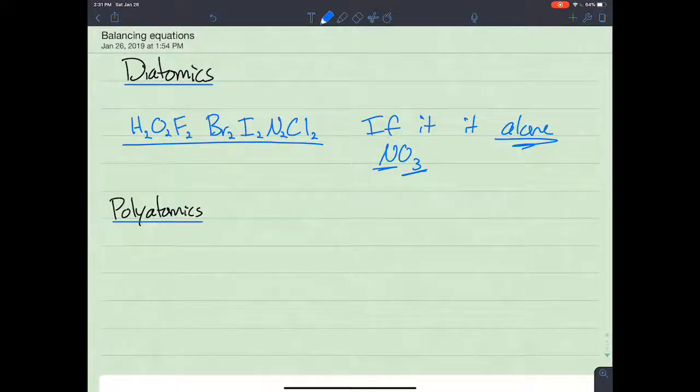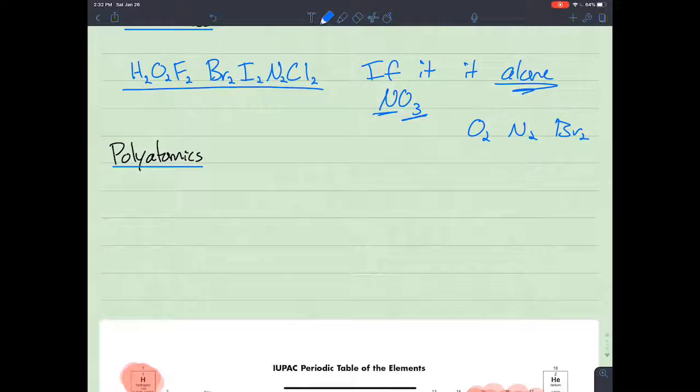If you see in an equation, oxygen combines with this or that, or nitrogen or iodine or bromine combines with this, whatever it might be, you know that you're going to be writing it as O2, N2, Br2, okay, diatomics. Those are diatomics.